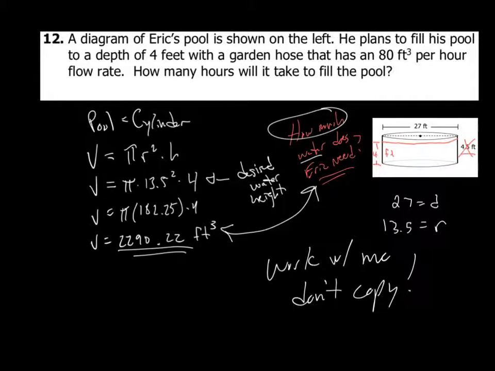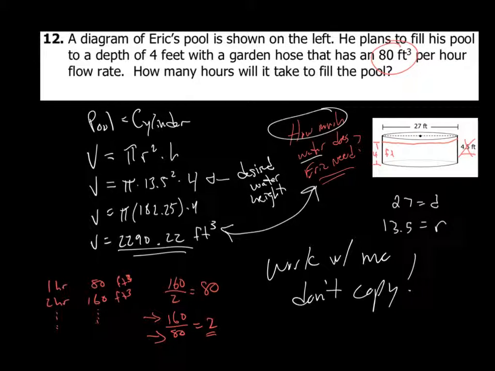Now, we know that for every hour, we get 80 cubic feet of water, right? So 1 hour, 80 cubic feet. 2 hours, 160 cubic feet, onward and upward. So if you take 160 and divide it by 2, you would get 80 cubic feet. Or if you take 160 and divide it by 80, you'd get 2 hours. So if I take the amount needed divided by the rate, I'll get my time. So let's see what this shakes out to be.